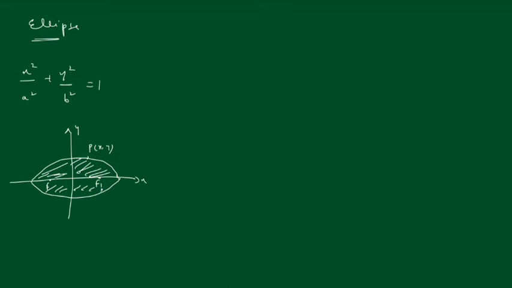So next we will see the hyperbola. The graph of a hyperbola is x square by a square minus y square by b square, which equals 1. So the graph like this, what we have here, let's see.